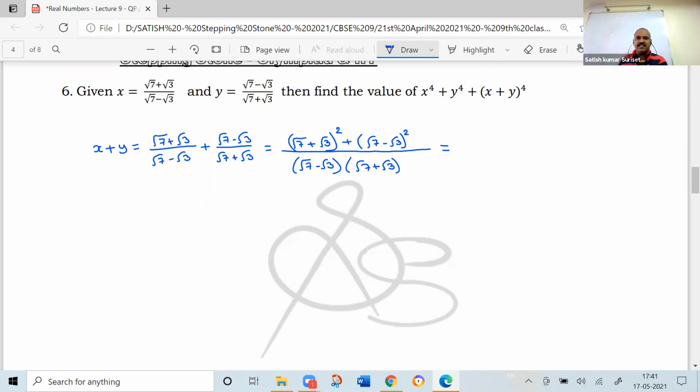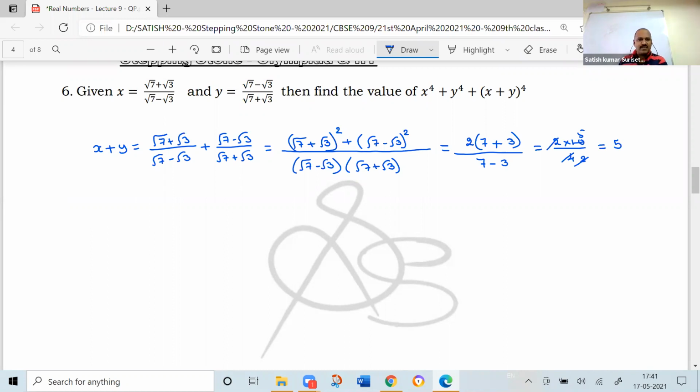Now when I expand and simplify, it is in the form of a plus b whole square plus a minus b whole square, which is 2 into a square plus b square. So 2 into a square means 7, plus b square means 3, upon the denominator a minus b into a plus b, so a square minus b square, 7 minus 3. So 2 into 10 upon 7 minus 3. 4 twos are 8, so the value is 5. So x plus y equal to 5.